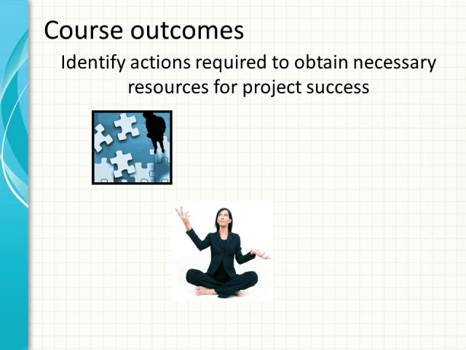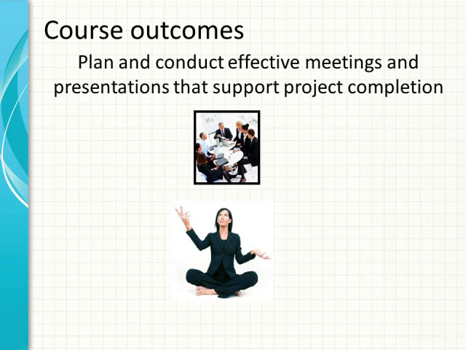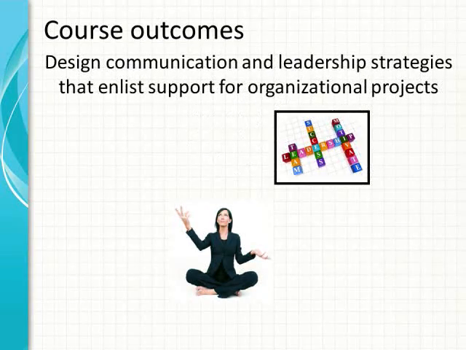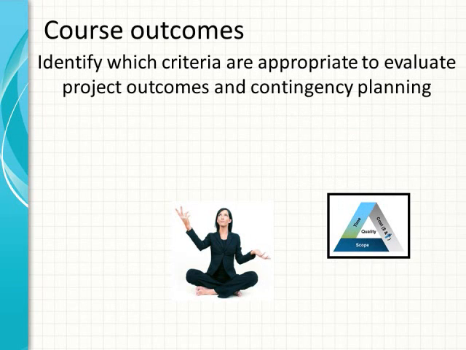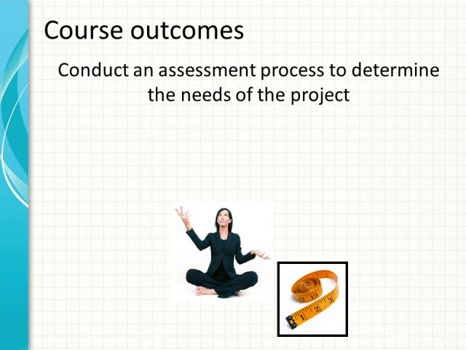And certainly identifying actions required to obtain the necessary resources turn out to be some of the tougher issues that we'll have to manage in order to be successful. One part of project management is to conduct effective meetings and presentations that support project completion. So we'll need to design communication and have leadership strategies that enlist support throughout the organization. Another part of project planning is to identify criteria so that we can evaluate and measure project outcomes. Also, contingency planning, and that's a result of risk management. Throughout the project, we need to assess the specific needs of that particular project.